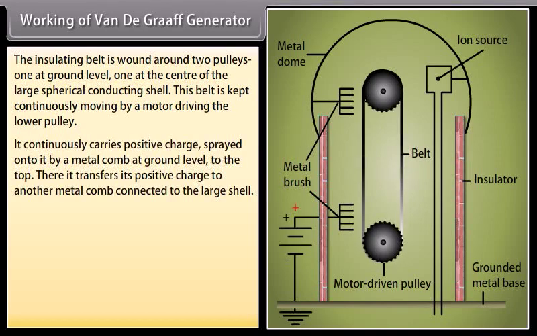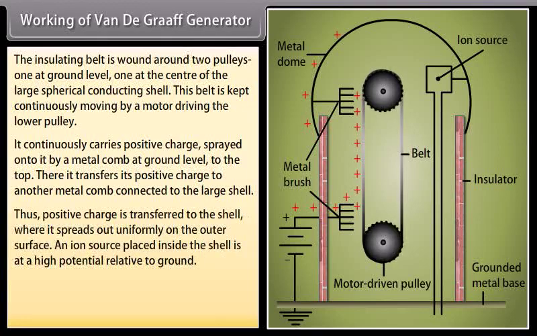It continuously carries positive charge sprayed onto it by a metal comb at the ground level to the top. There it transfers its positive charge to another metal comb connected to the large shell. Thus, positive charge is transferred to the shell, where it spreads out uniformly on the outer surface.